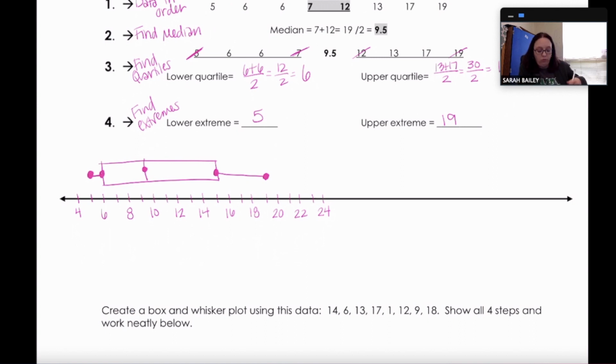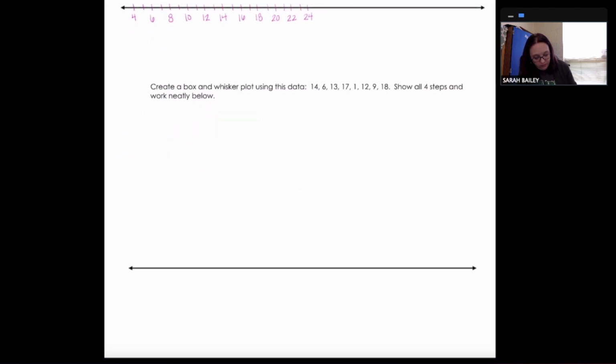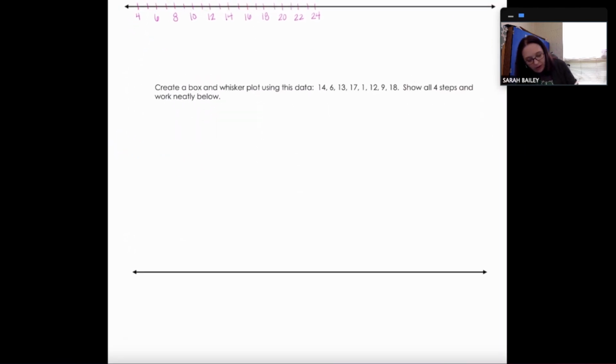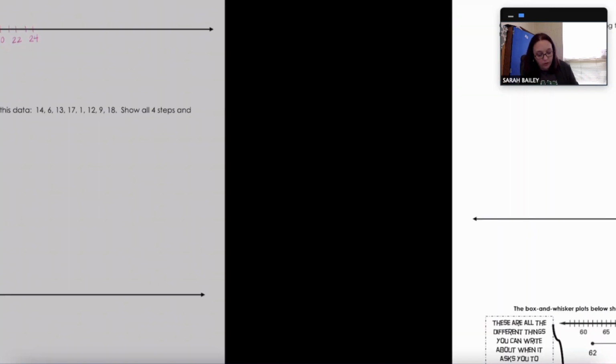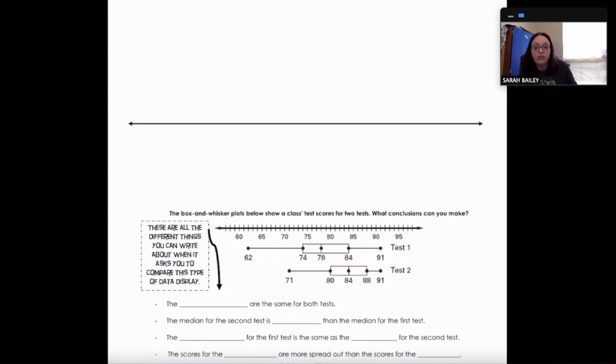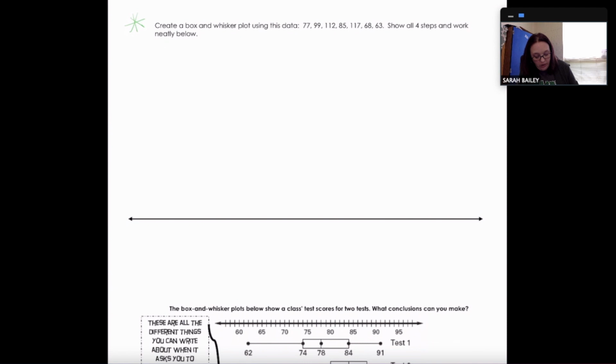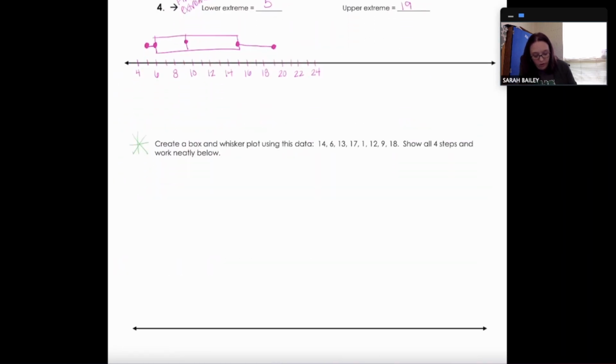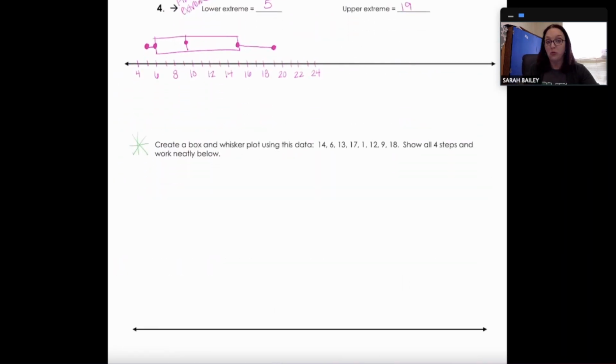Okay? So what I want you to do is I want you to try this next problem right here. It's not numbered. And then I want you to go to the next page, do the next 2 problems, and we'll do this last one together, okay? So pause the video and do the next 2 problems on your own.